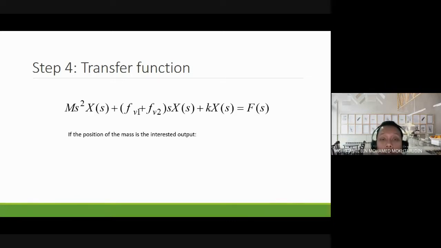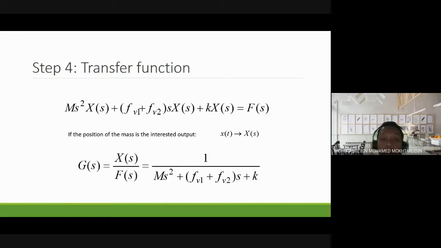Let's say we are interested in finding the position of the mass, which is x. So we want to find x. We find the transfer function G(s) equals X over F. So the position X over the input F is this transfer function.